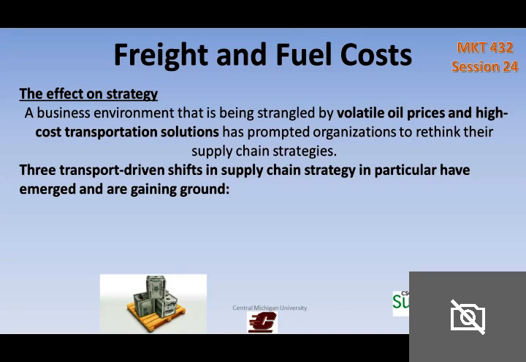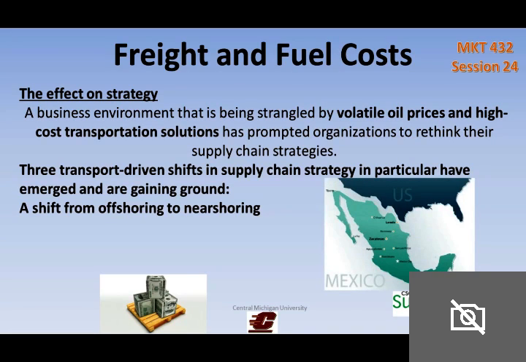Three transport-driven shifts in the supply chain are becoming more popular today. The first is a shift from offshoring, over in China or perhaps India, to more nearshoring. We're seeing that in Mexico. We're seeing a lot of manufacturing, not necessarily all automotive, moving back from China to Mexico.